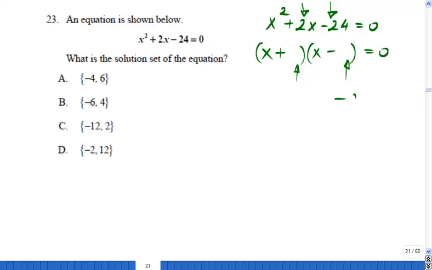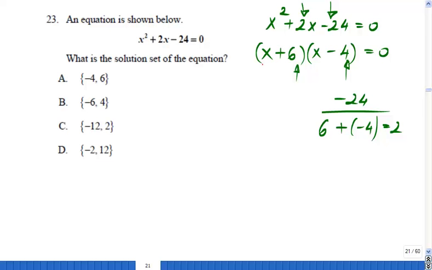What am I looking for? I'm looking for factors of 24, one positive, one negative, that will add up to 2. And I can see it right away. 6 and negative 4. 6 times negative 4 is negative 24. We are good. But 6 plus negative 4 is also 2, which gives me the middle term, which means I'm done. This will be x plus 6, x minus 4. And this is your equation.